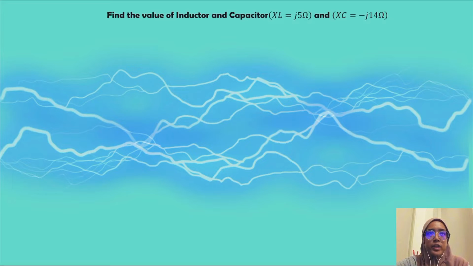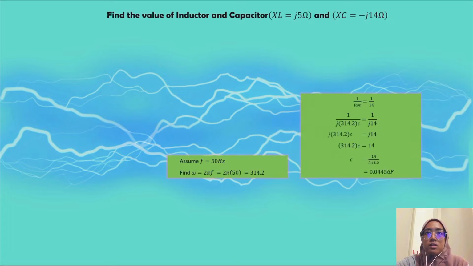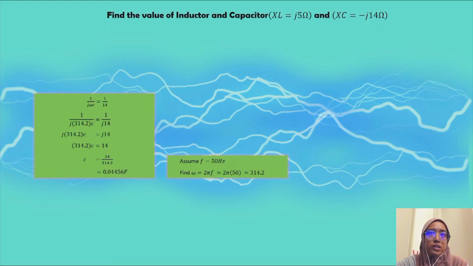For this assignment, we need to find the value of the inductor and capacitor first, because the values of inductors and capacitors are impedances. So when we simulate the circuit in PSpice, we have to use the units Henry and Farad. First of all, we assume the frequency is 50 Hertz, and we have to find the value of omega, which is equal to 2 pi f, and we get 314.2. Next, we need to find the capacitor value using the formula 1 over j omega C, replacing omega with 314.2, and then we get the capacitor value of 0.04456 Farad.